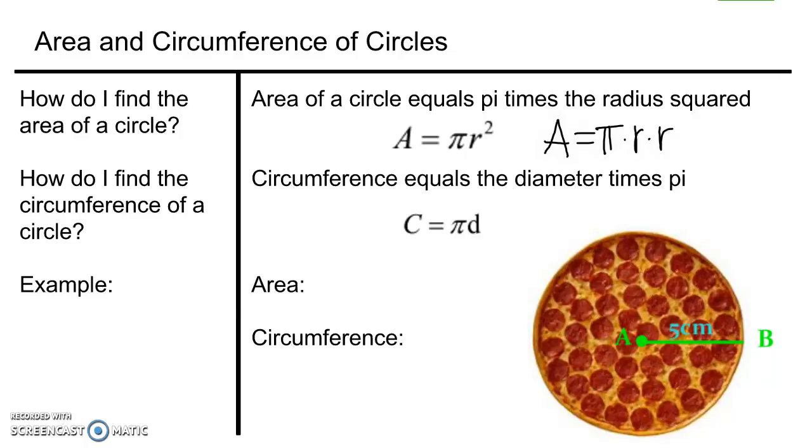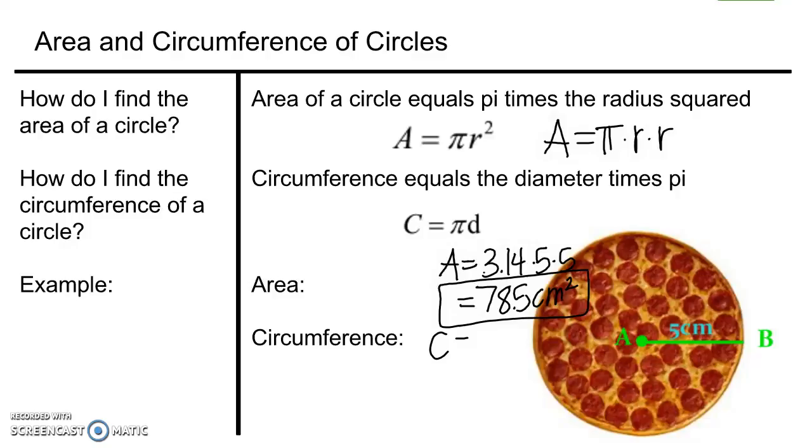multiply it times itself. So here with this pizza, if I were going to find the area and then the circumference, for area, I would say 3.14 times 5 times 5. And then I would just punch that in my calculator. 3.14 times 5 times 5. I know 5 times 5, 5 squared, is going to give you 25. So 3.14 times 25, and I get 78.5, and that would be centimeters squared. Remember, area is square units. Circumference, I would do 3.14 times the diameter.